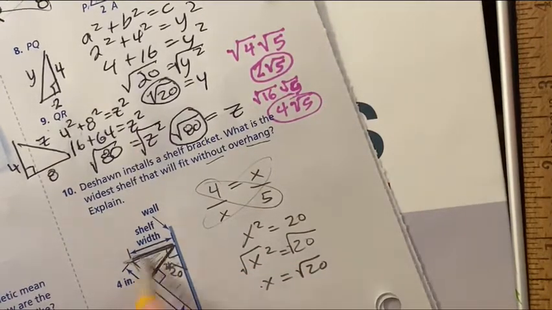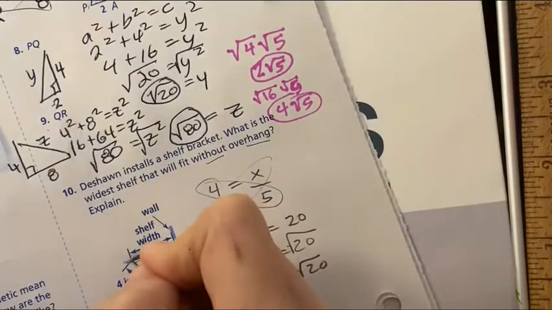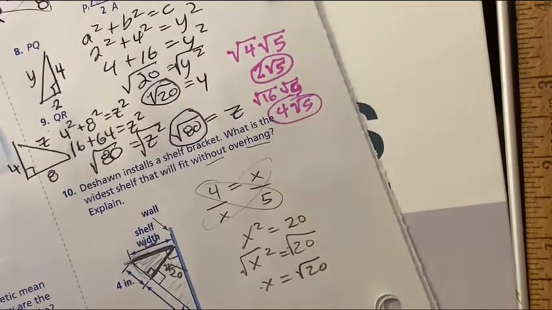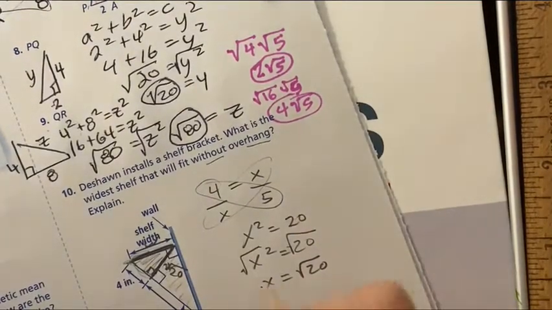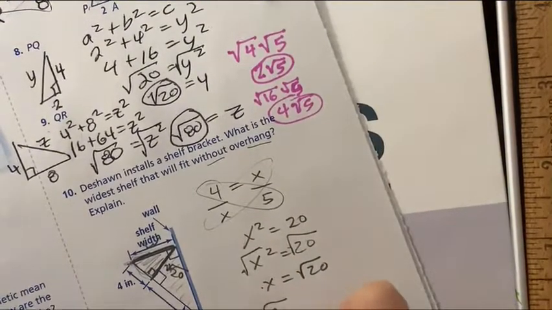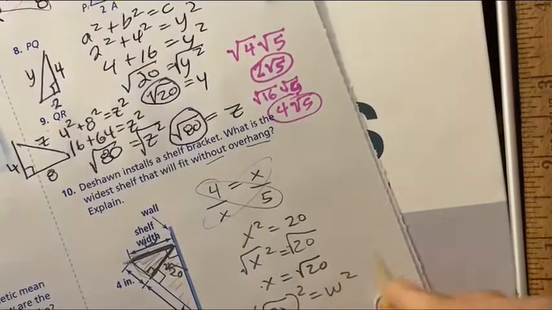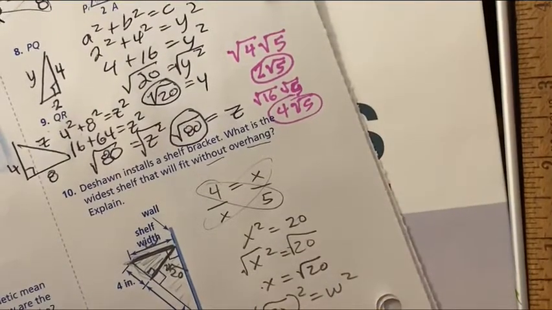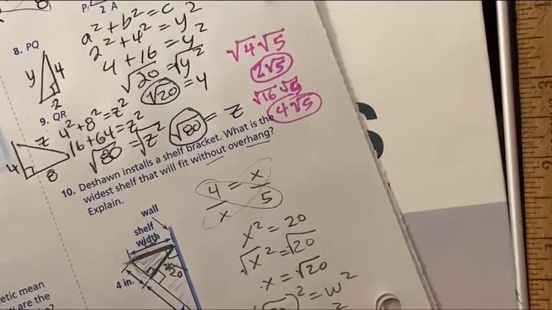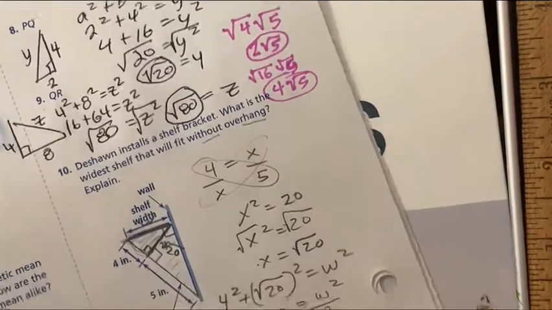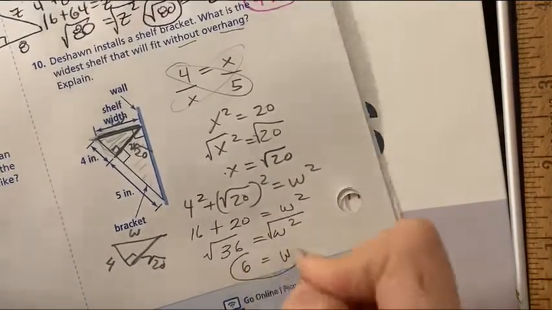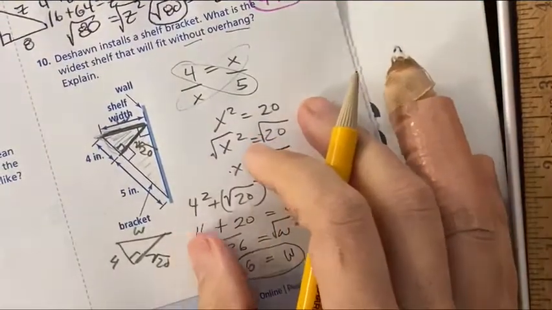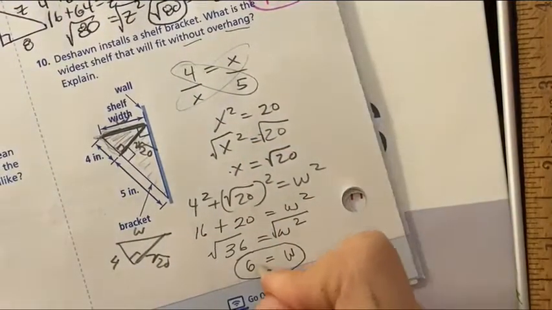Now that we know that's the square root of 20, we can use the Pythagorean theorem to solve. I'm trying to solve this width. I guess I can call it W. So I have the small triangle, 4, square root of 20, and W. So let's order these least to greatest: 4, square root of 20, and W, the width of my shelf. That worked out nice. When I take the square root of 36, sorry, it fell off my paper for a second, I get 6. So my answer is 6 inches.